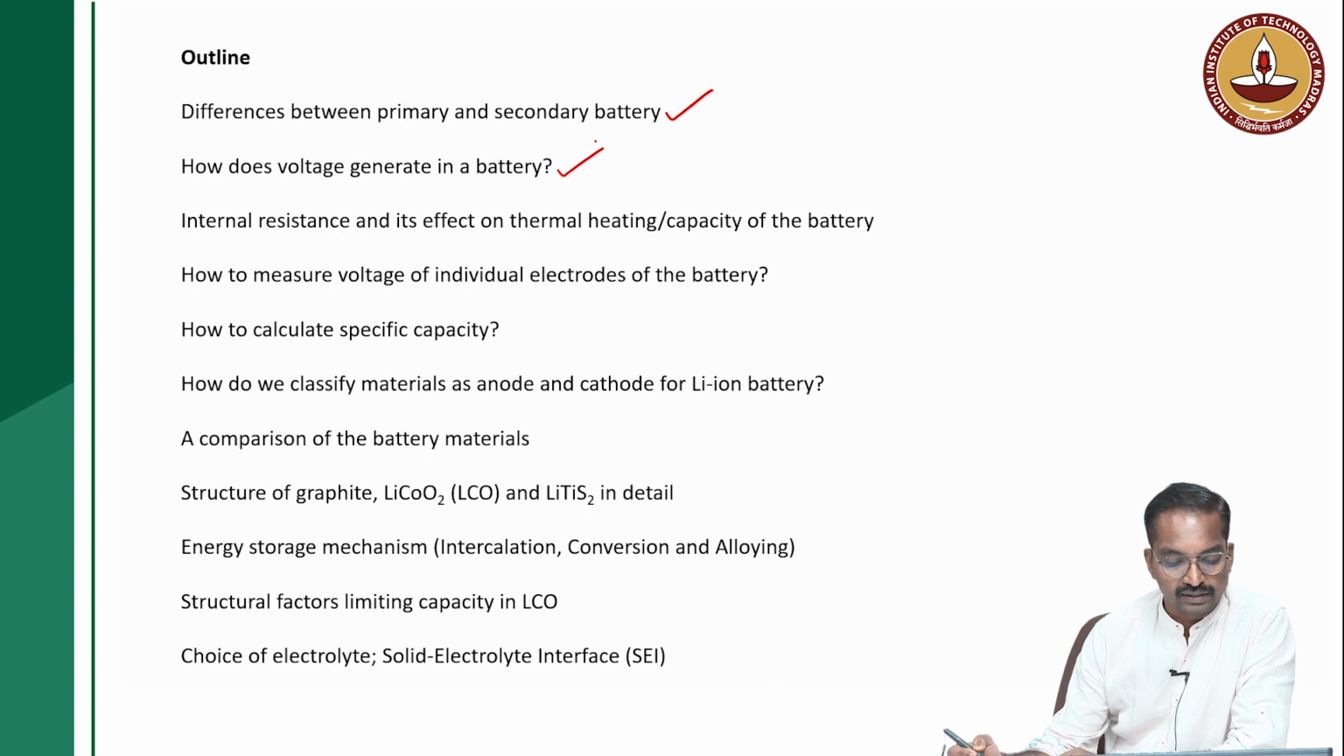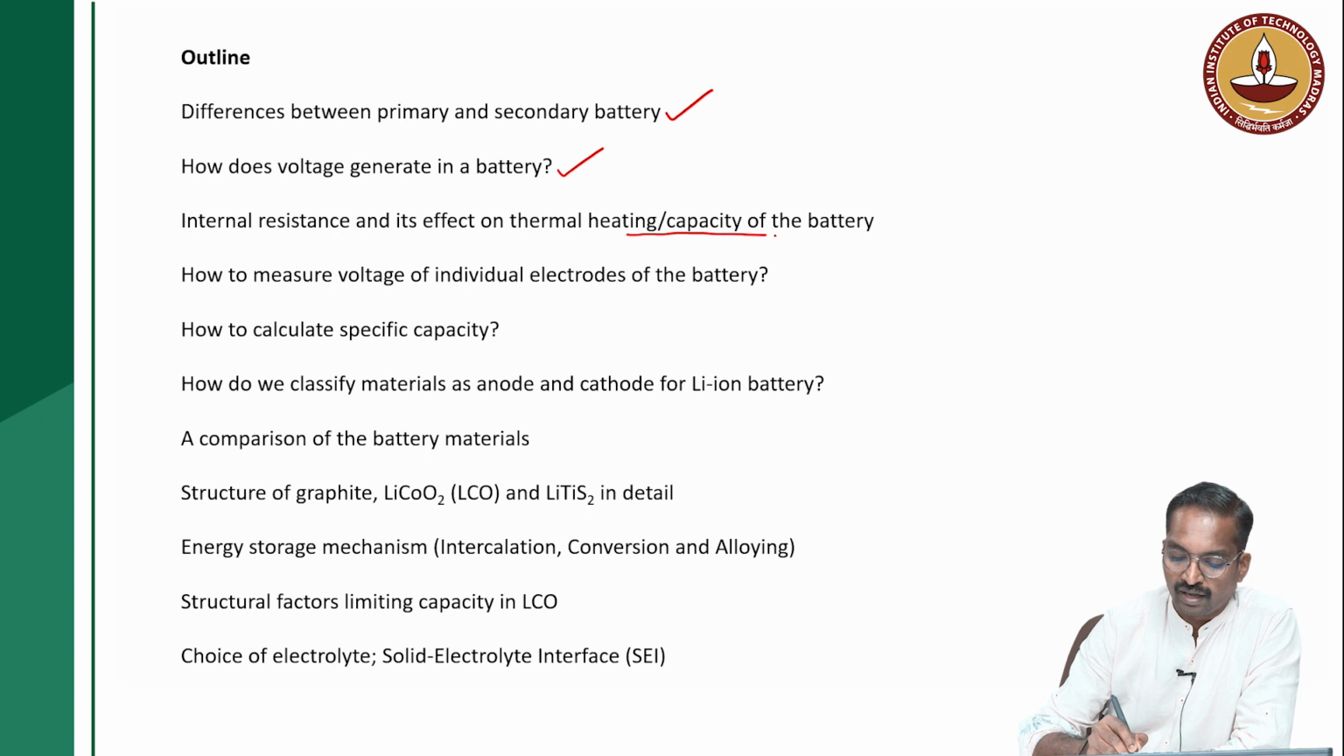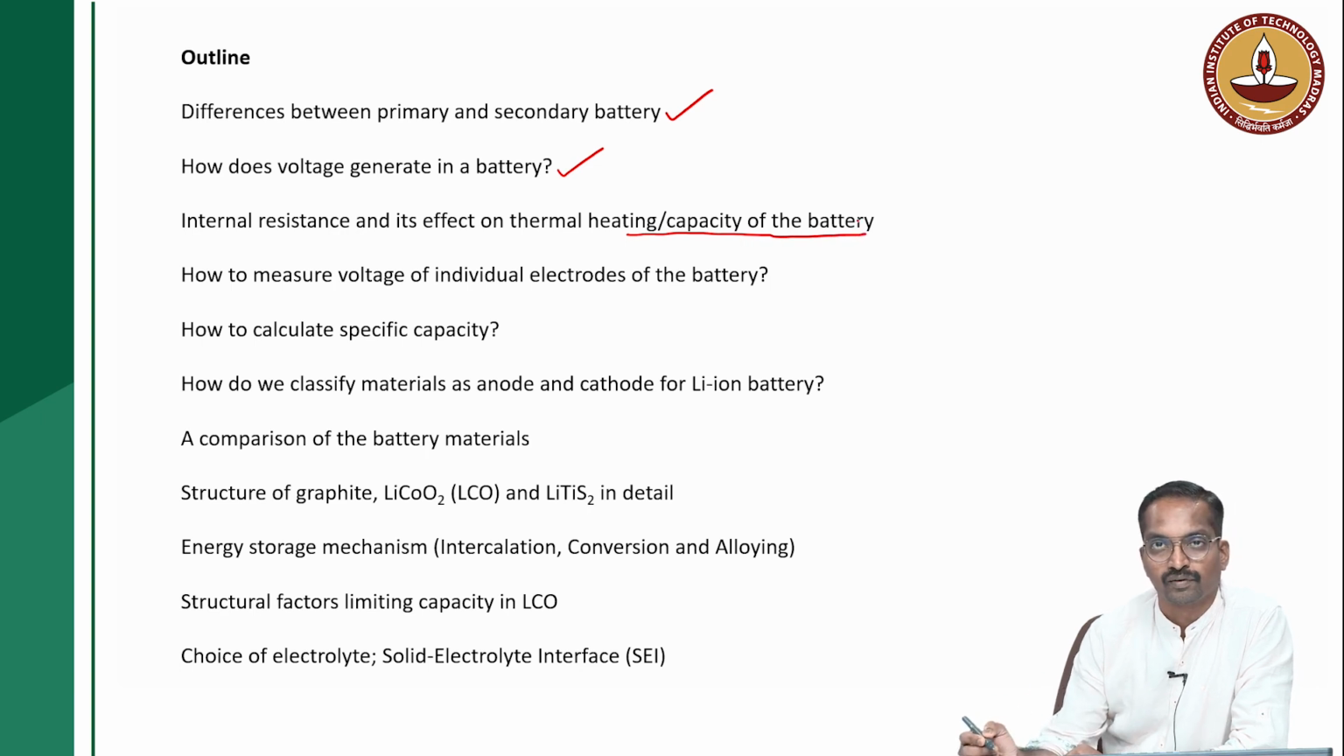And the internal resistance in the battery and its effect on thermal heating and capacity of the battery. Okay. So, the internal resistance of the battery leads to heating while charging and discharging the battery. So, that sometimes causes thermal runaway issues, loss in capacity and so on. So, how to measure the voltage that is generated at the electrode electrolyte interface?